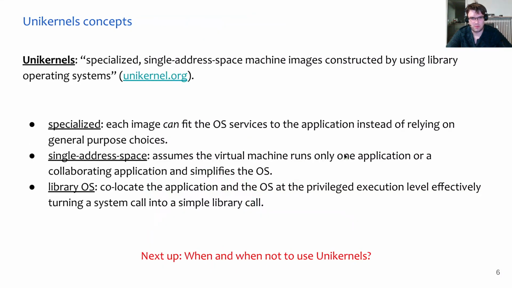So back to some unikernel concepts. We already had it defined as special single address space machine images that are constructed by using library operating systems. So this is the definition as you can read it on unikernel.org. Specialized means here that each image will only have the OS services that are needed for the application, instead of having an operating system that just implements all features and then the application chooses what features to use.